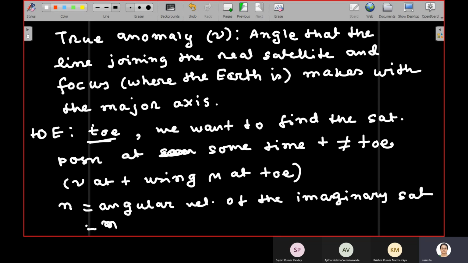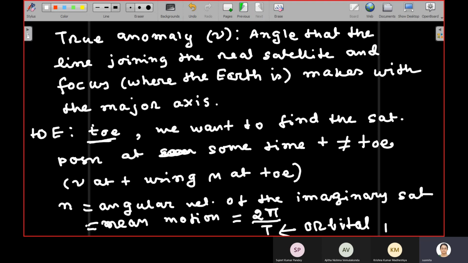It is also called mean motion. And since the imaginary orbit is a circular orbit, it is given by 2 pi by T. The T is the orbital period. And we are doing it for the imaginary satellite, and it is constant.